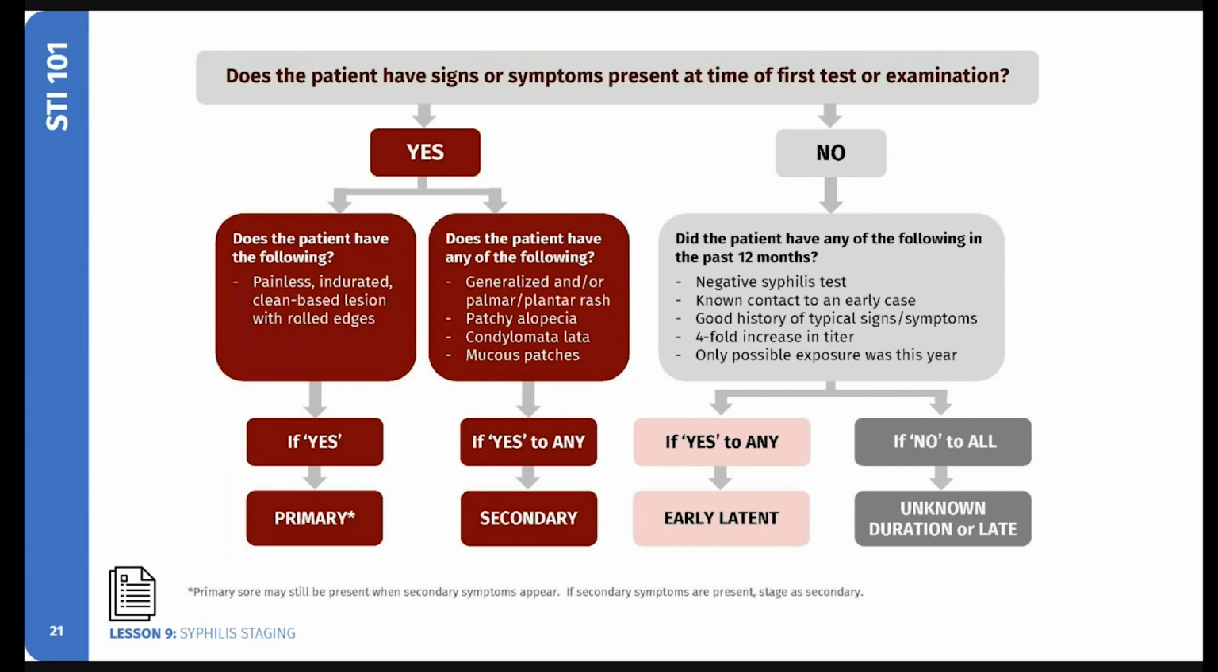Here's an example of a resource that is available in our investigator toolkit. This flowchart summarizes the staging we have discussed in this module. The first thing you want to ask for is if there are signs and symptoms of primary or secondary. If there are no signs and symptoms present at the exam, then you would want to run through the checklist of possible indicators of early infection. If there's nothing to support an early staging, then you would classify it as late.